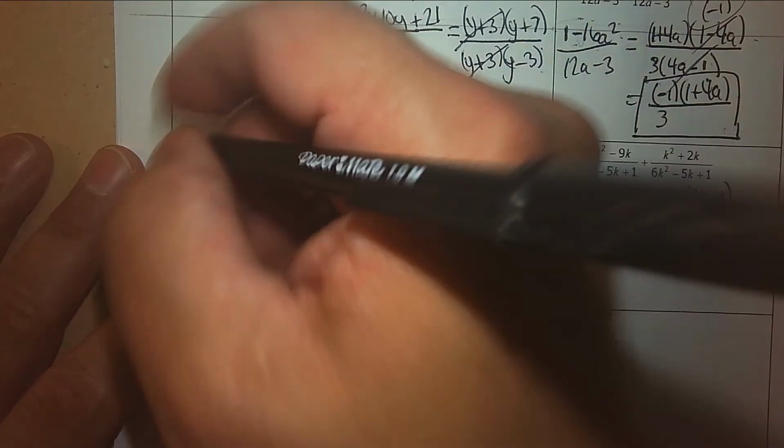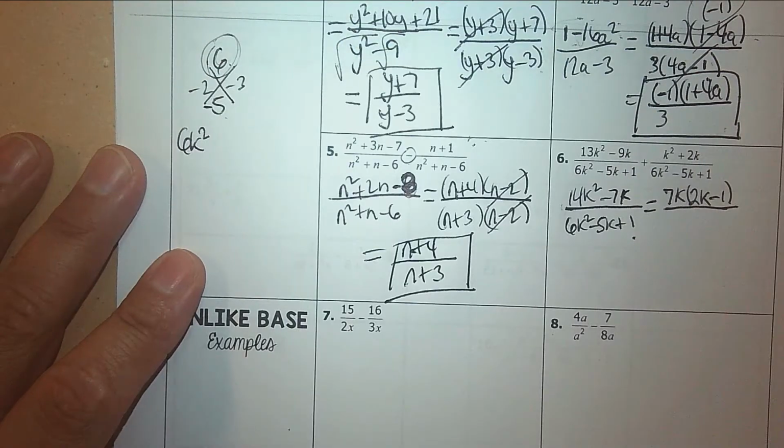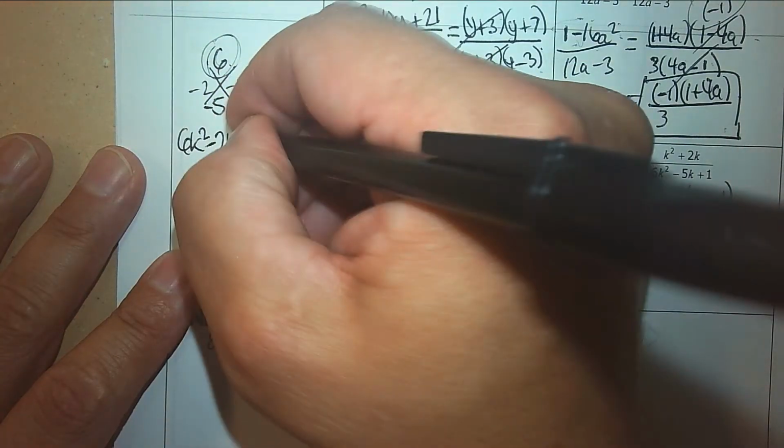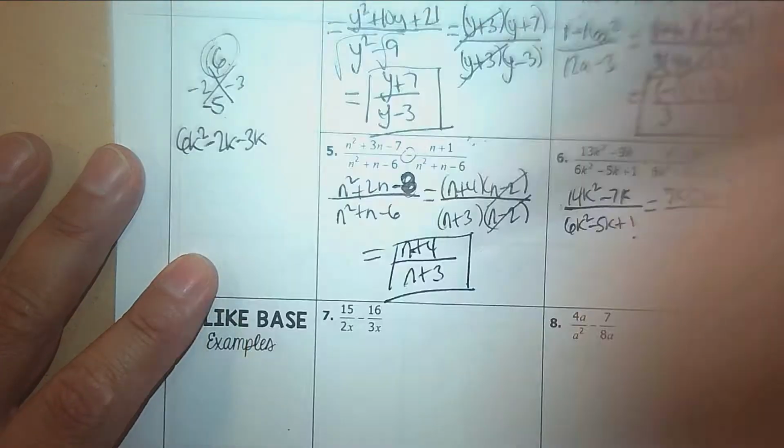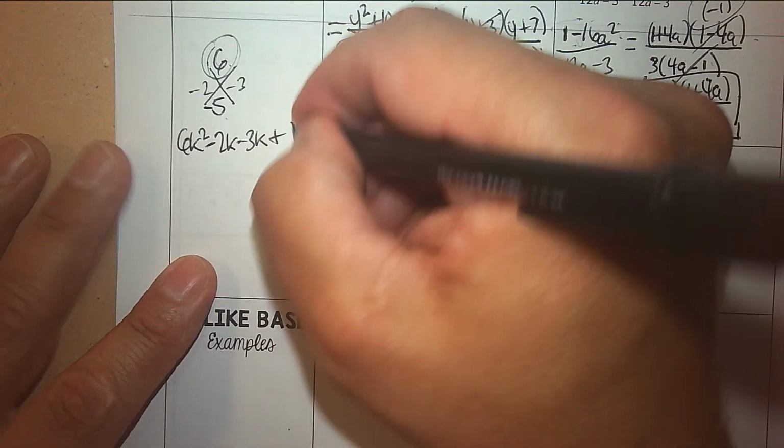Then I'm going to write it down, the denominator only. I'm going to do a substitution. I'm going to substitute out negative 5k and put in negative 2k and negative 3k. And then I'm going to factor by grouping.